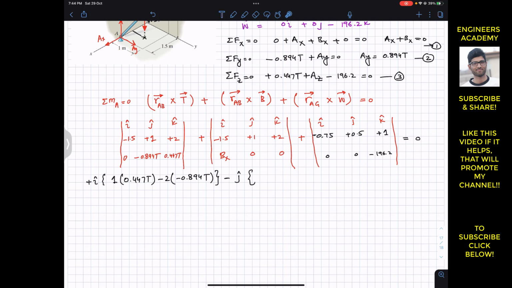and then for j, minus 1.5 into this minus this. So minus 1.5 into 0.447t, and minus 0, since 2 into 0 is 0, so we will get this. And then for k, we need to hide this and this minus 0. So for k, we will write plus k, and then minus 1.5 into this minus 0. So minus 1.5 into minus 0.894t minus 0, since 1 into 0 is 0, so we will get this.